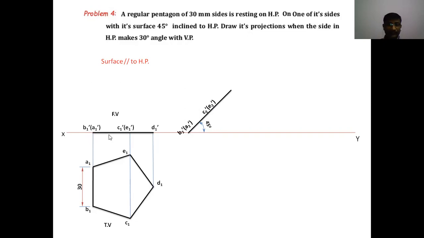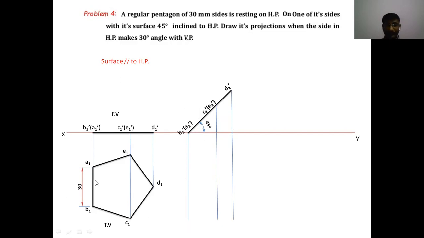And C2 dash of E2 dash is at some distance here. You have to measure this distance and produce the same point on the inclined line at the same distance. And the last point is D2 dash. The distance from B2 dash of A2 dash to C2 dash of E2 dash must be equal to this distance. Okay. From these points, draw the vertical projectors from each point of the front view. After locating these points on the inclined line, draw the vertical projectors.